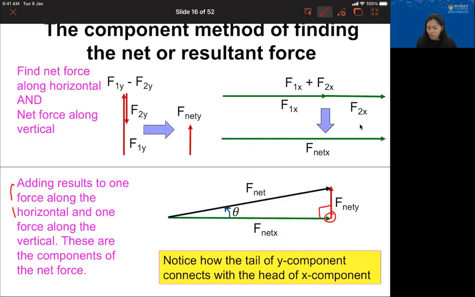Okay, so the question now is, how do we get the net force? How do we do the reverse of what we did? What we did was we had a diagonal force, and we broke that down into horizontal and vertical components using trigonometry. Now we want to go the opposite direction. We have the X and Y components, the horizontal and vertical components. How do we find the net force, the diagonal vector, the diagonal force in this case?